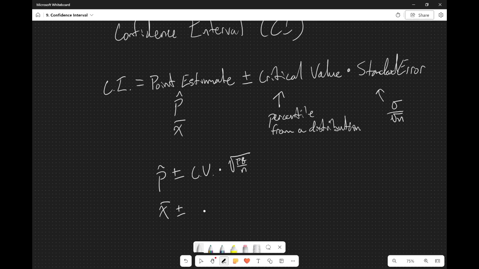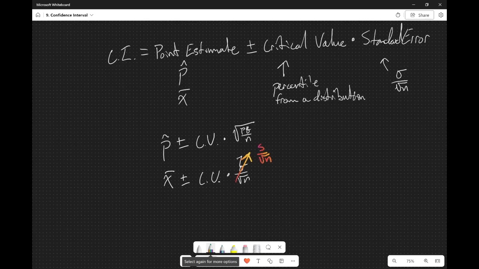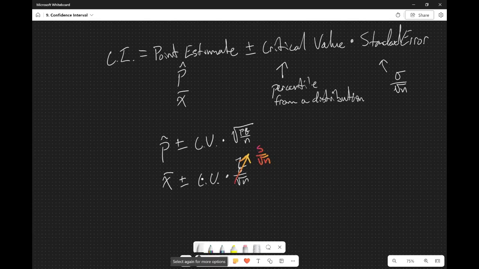here. If it's normal, we'll use from the normal distribution. But if we estimate, so we're going to do critical value here. We can use sigma over root N, or if we don't know what this is, so let's say this is unknown, then we're going to replace this with S over root N. If we use S over root N to estimate the standard error, then it would be inappropriate to use a critical value from the normal distribution, and instead we'll use the student t distribution.